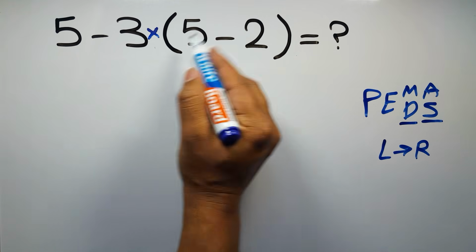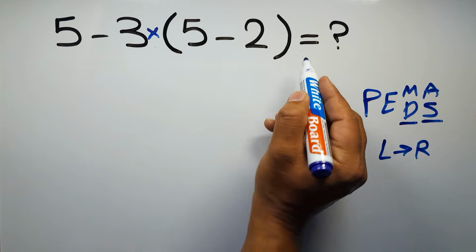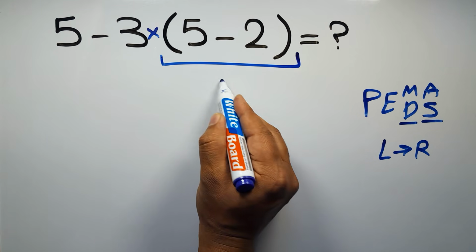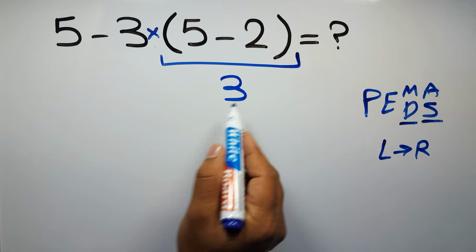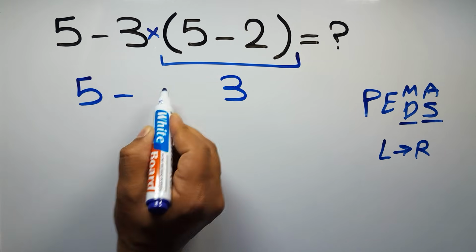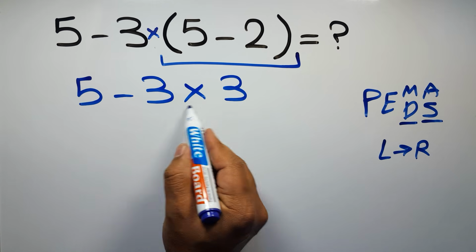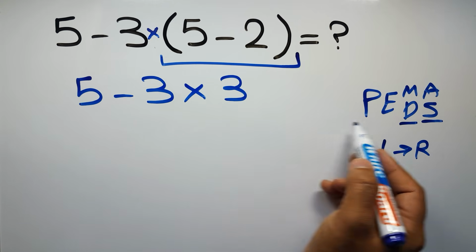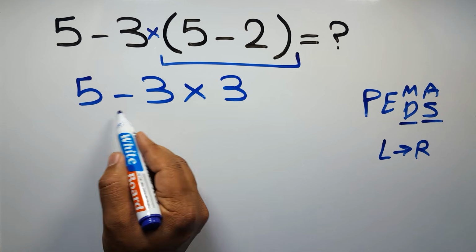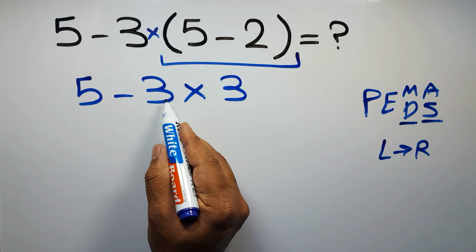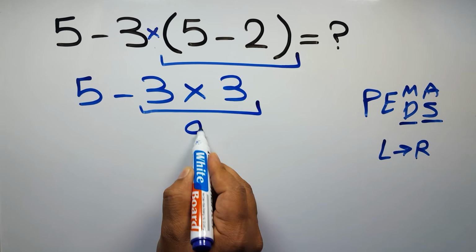So first we have to do this parentheses. Inside this parentheses, we have 5 minus 2, which equals 3. So 5 minus 3 times 3. Now we have one subtraction and one multiplication. According to PEMDAS, multiplication has higher priority than subtraction. So here, first we have to do 3 times 3, which equals 9.